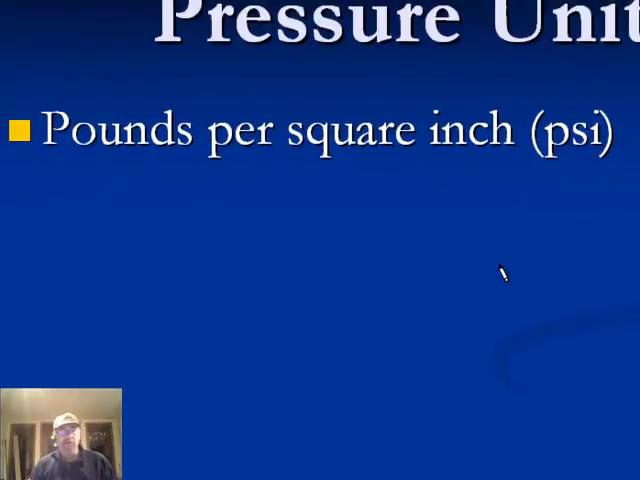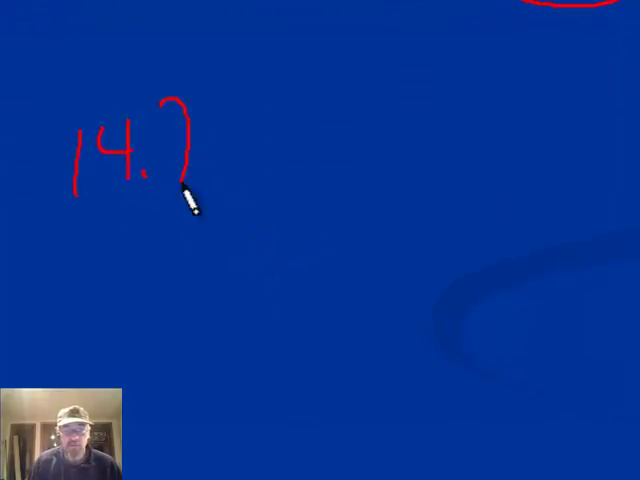And in good old-fashioned U.S. units, if you check your tire pressure, most likely this is the unit that you use, a very common unit for pressure in the U.S., it's pounds per square inch. And really it represents how much force in pounds for every square inch. And here's the relationship. 14.7 pounds per square inch is the same thing as 1 atmosphere.